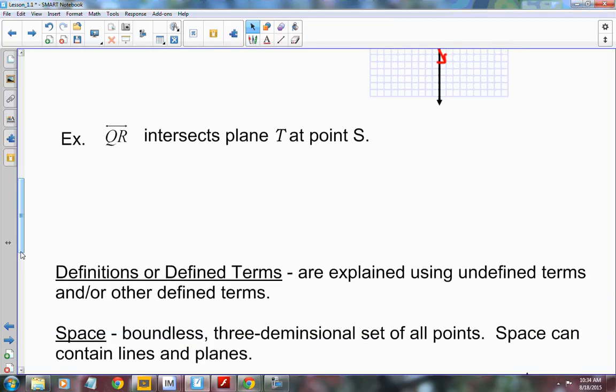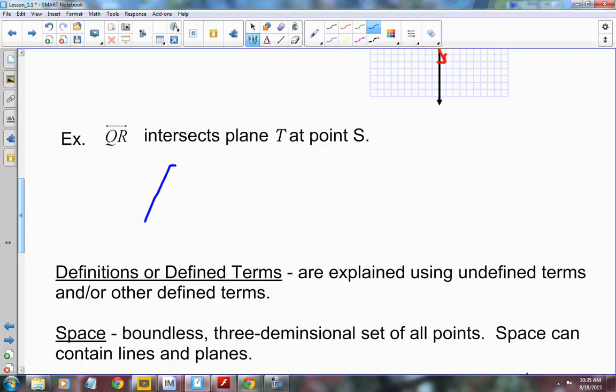Okay, on this one it says line QR intersects plane T at point S. Now, a line can intersect a plane or it can lie on the plane. If it said that it lied on the plane, it would be like this. But if it intersects the plane, it is like this. Okay, do you see the difference? Okay, so this one says that line QR intersects plane T at point S.